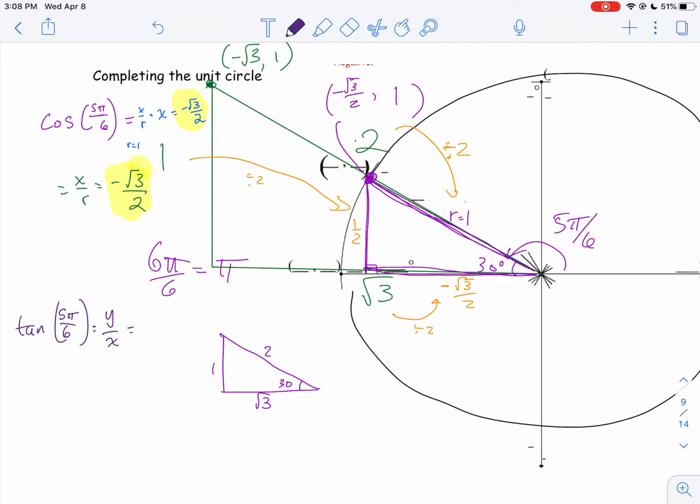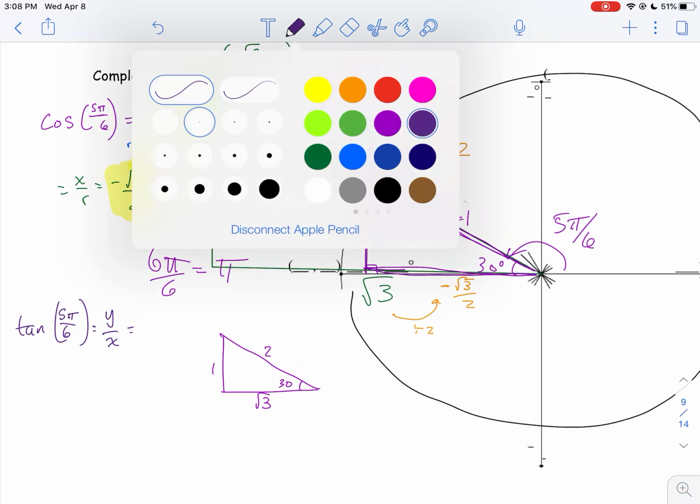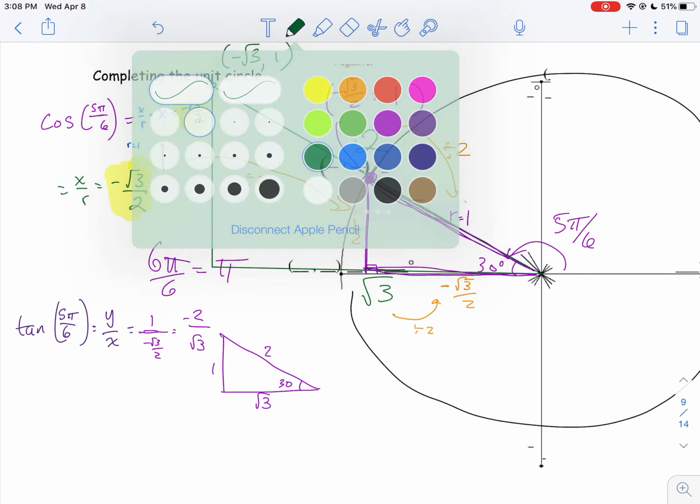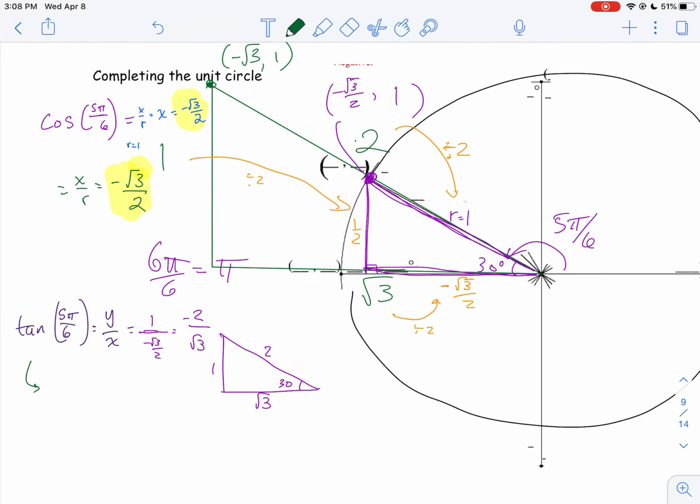Using the unit circle, actually, the definition of tangent is y over x, regardless of what you use. But if you use the unit circle, which I'm going to show by using the purple, your y value is 1. Your x value is negative square root of 3 over 2. And then you need to simplify that to get negative 2 over square root of 3.